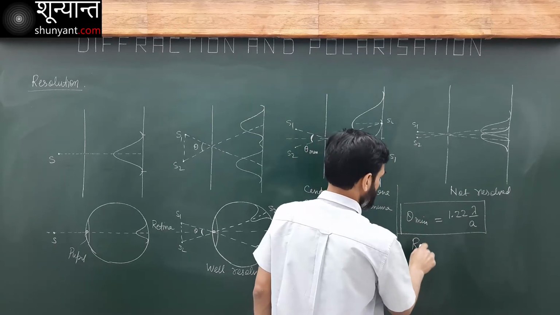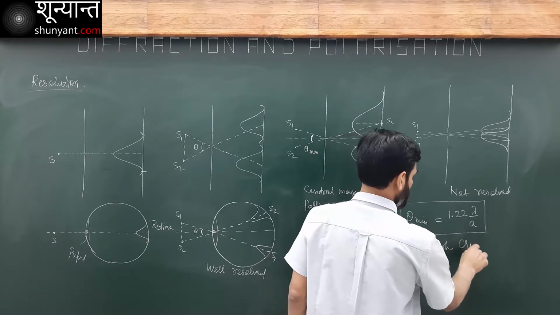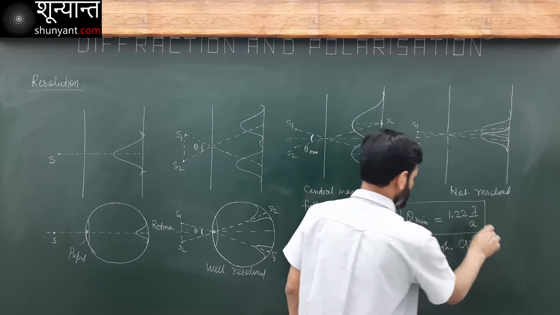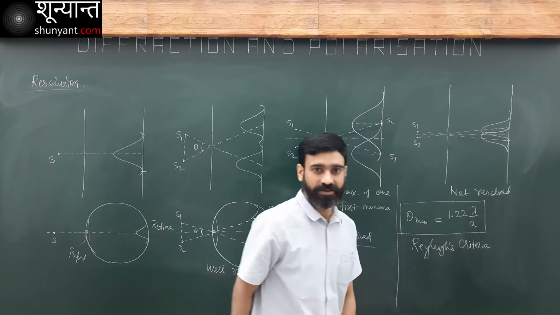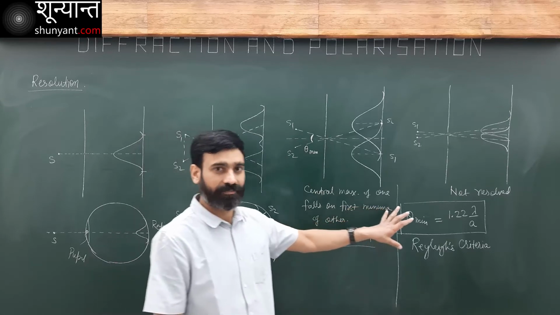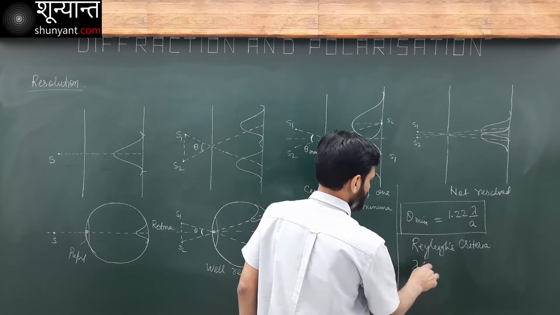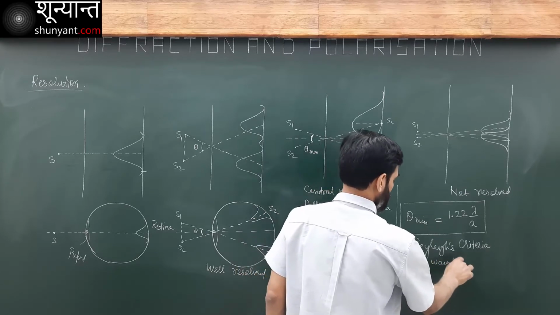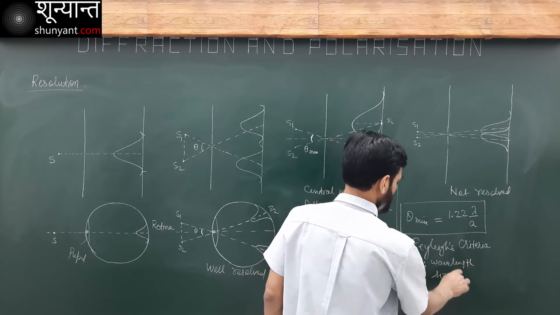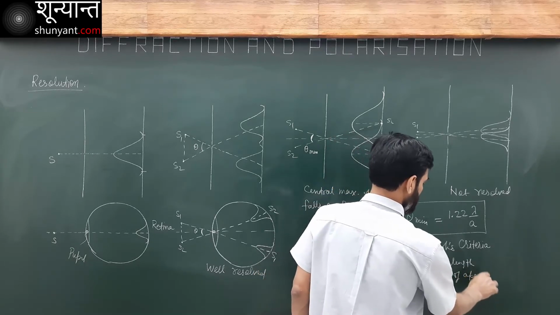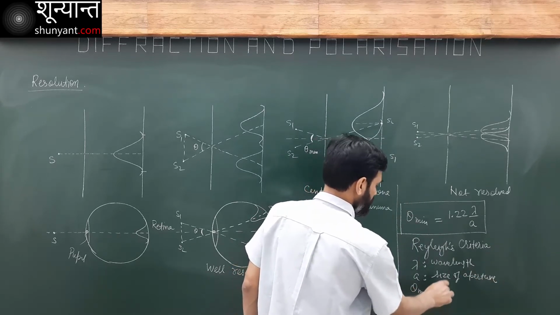This is known as Rayleigh's criterion. Rayleigh was a scientist, and he derived this value. This is known as the limit of resolution. Lambda is the wavelength. A is the size of the aperture. And this theta minimum is the limit of resolution.